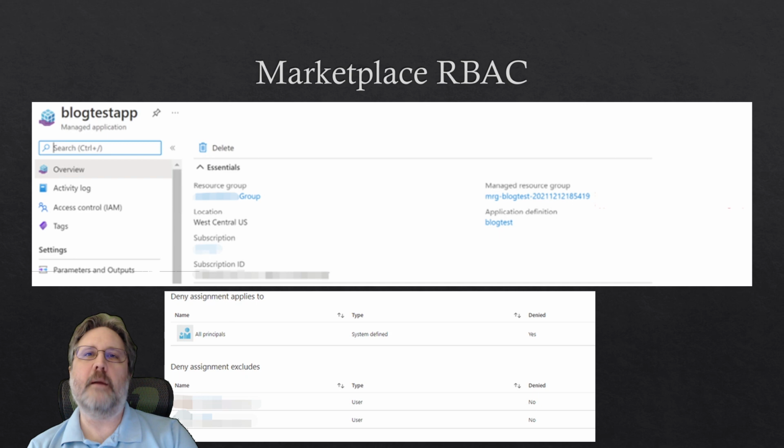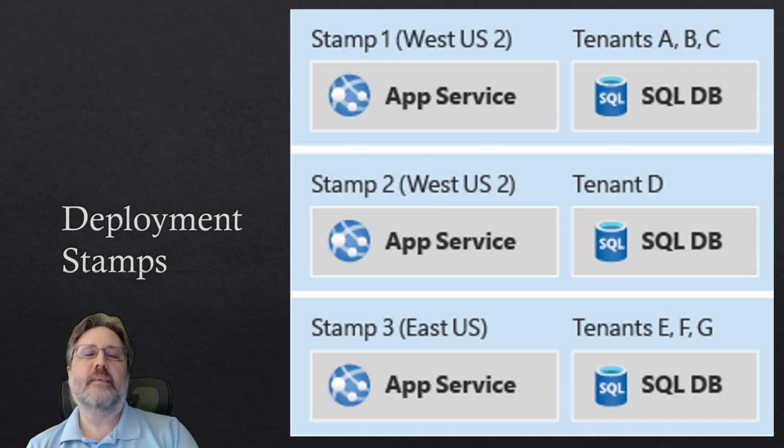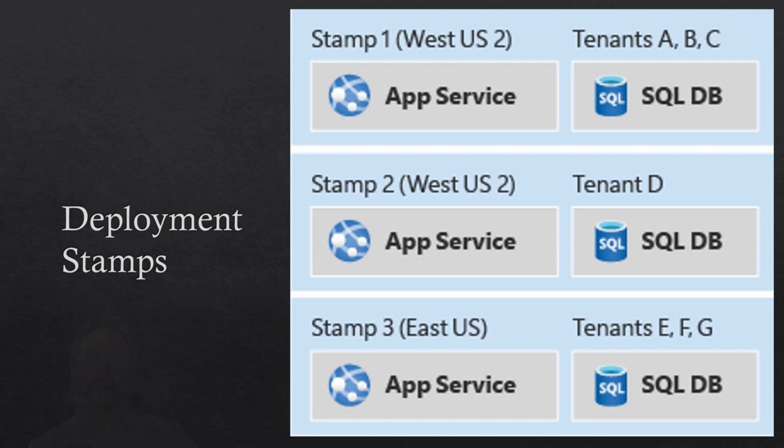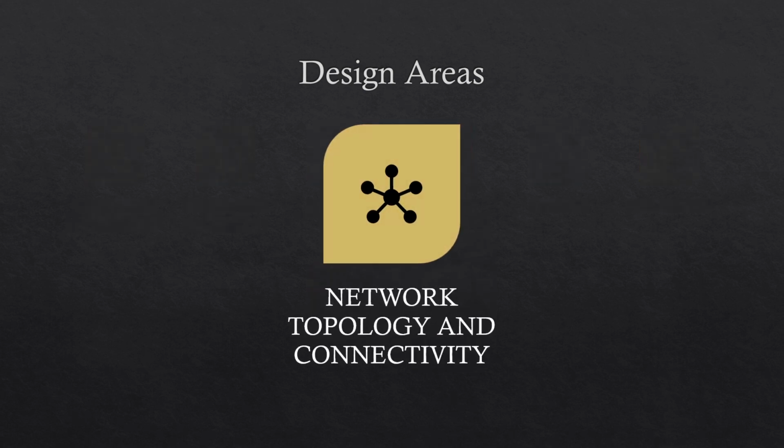Resource groups are sometimes part of a best practices pattern referred to as deployment stamps. In a deployment stamp model, or deployment stamp architecture, different customers are spread across different deployment stamps, which are independent instances of the system. They may be deployed across different regions, different geographies. The details of deployment stamps are outside of the scope of this video, but are covered in the linked Microsoft Learn documentation. Moving on, the next design area is network topology and connectivity.